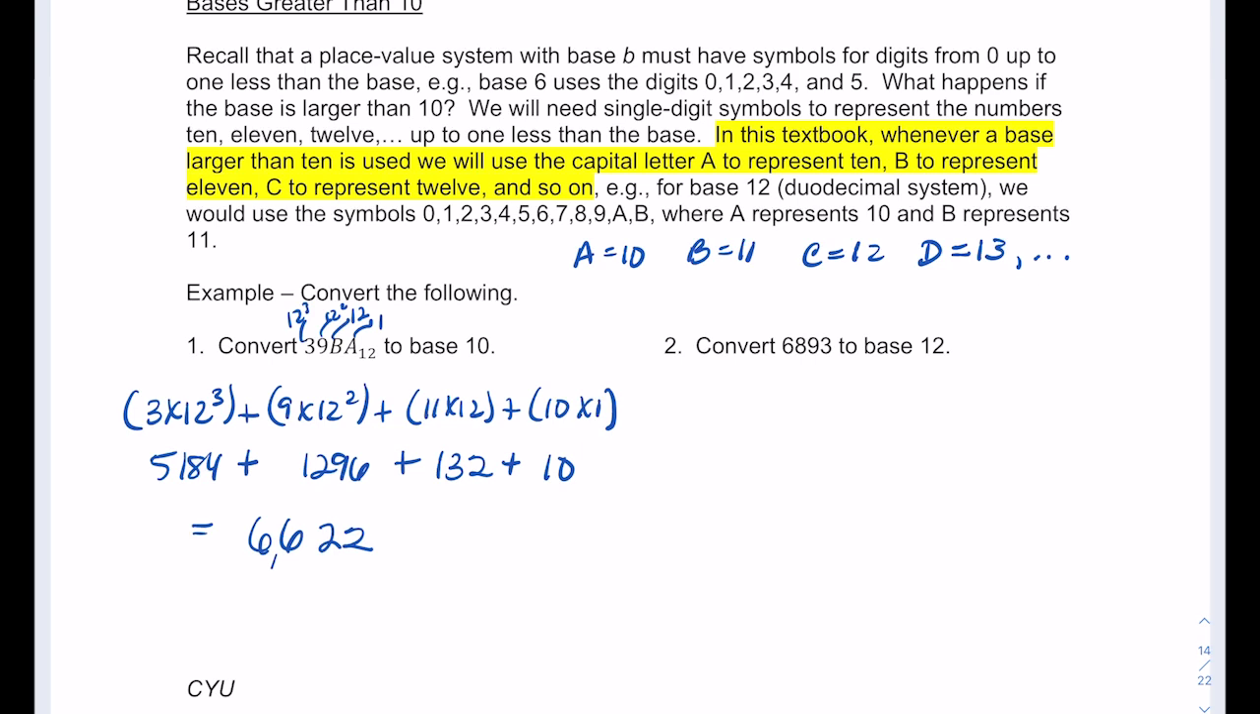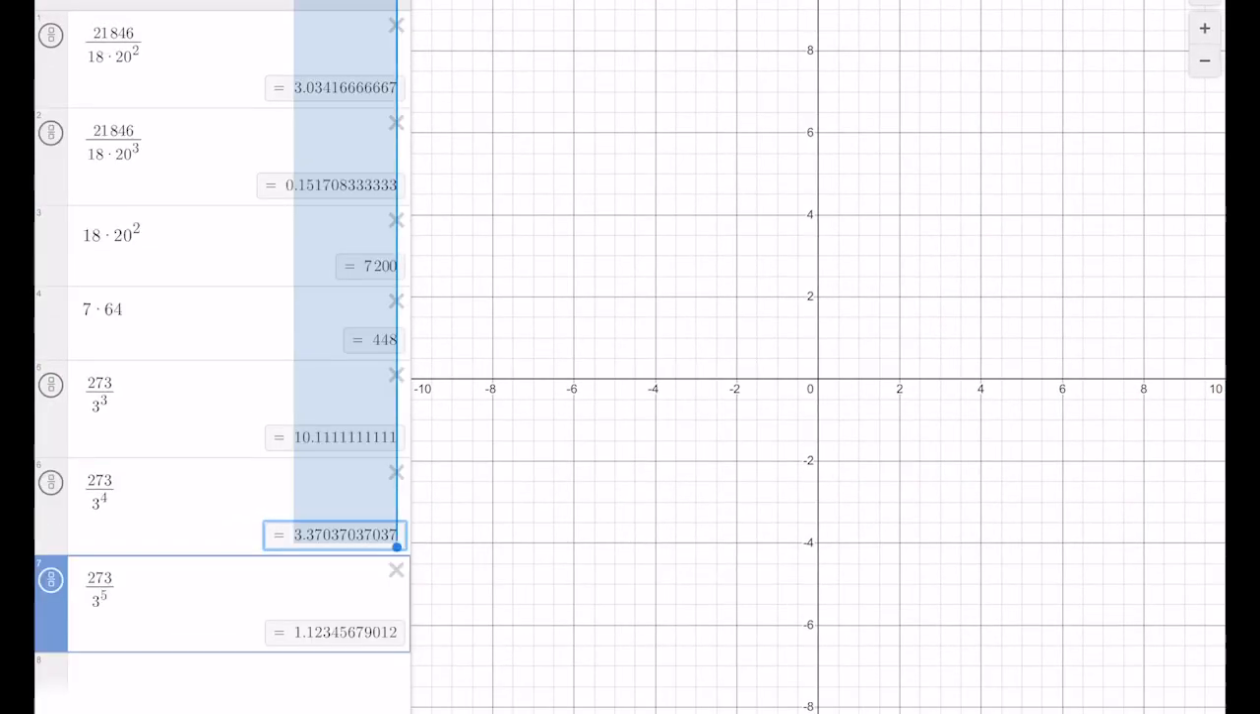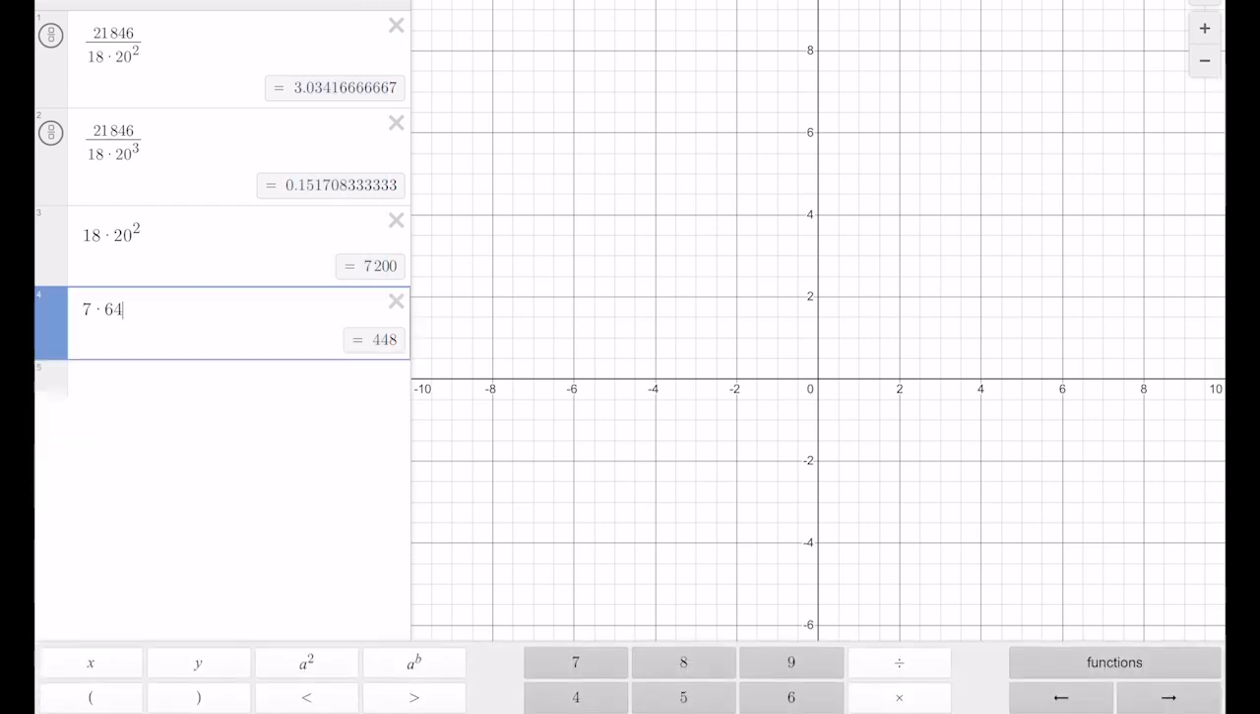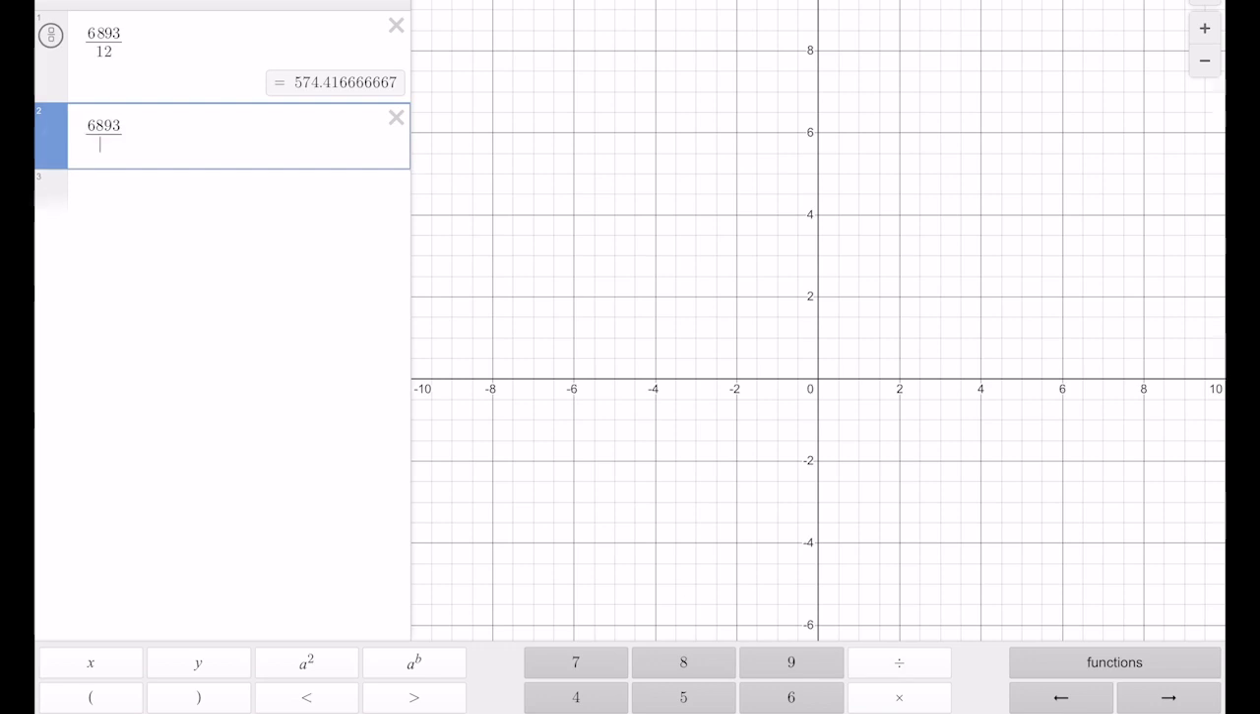So let's first take 6,893 and let's first divide it by 12 to the first. Okay, so we know it can go in a lot more than that. 6,893, and let's do 12 to the second. Okay, I can still divide. 12 to the second goes into that number 47 times. So let's keep going.